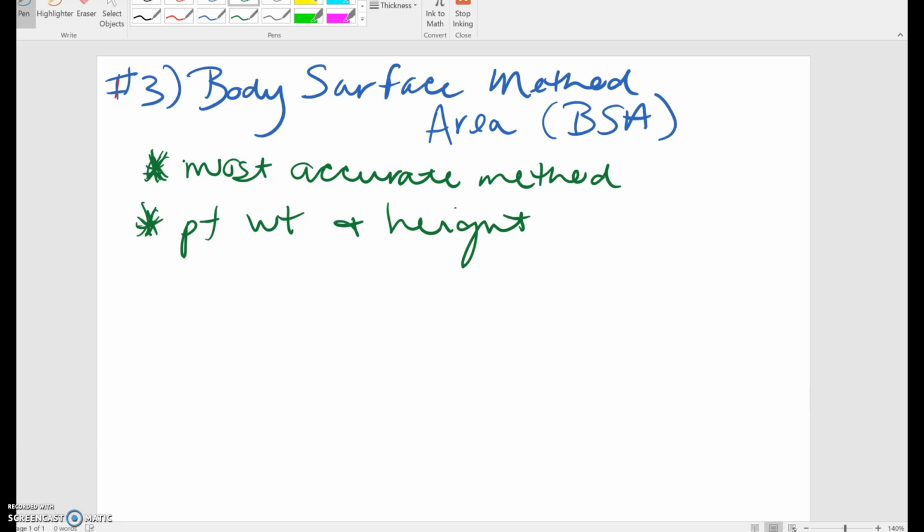So this method, the body surface area method, is the most accurate method out of all 3 methods. It's the most accurate method out of the body weight method. It's the most accurate method out of the pediatric formula method. But you can't use the body surface area method unless it's based off of the information that's given. All right. So there are 2 formulas that I want you guys to keep in mind.